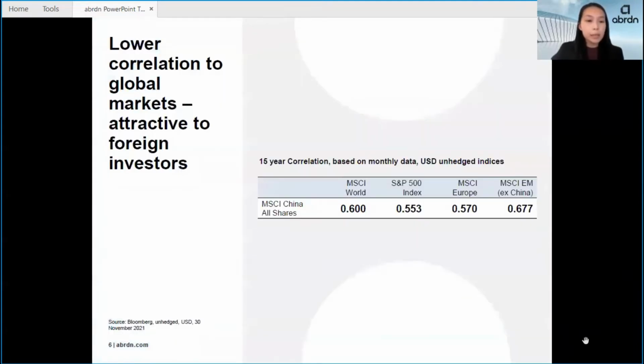On slide 6, this is really to highlight that when you're looking at China, it really does provide some diversification benefits. The MSCI China All Shares Index has a lower correlation to global markets than many other country indices. This makes it very attractive for foreign investors. If you look, for instance, at the correlation with the MSCI World Index, that's at 0.6, and even lower if you're comparing with the S&P 500 or MSCI Europe.